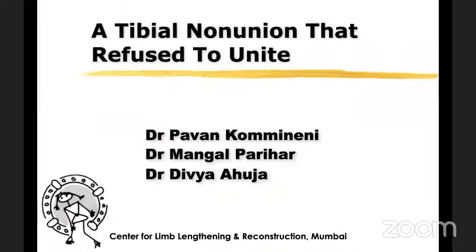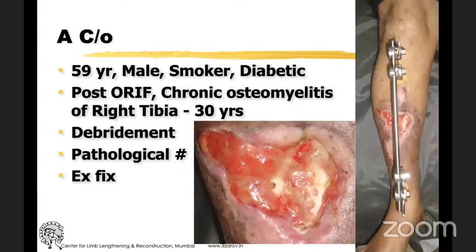But you can. Okay. Good morning all, I am Dr. Pawan. Today I am going to present a case of tibial non-union that refused to unite. So it's a case of a 59-year-old male patient, a smoker with uncontrolled diabetes. He had a closed tibia fracture 30 years back, for which open reduction and internal fixation was done.